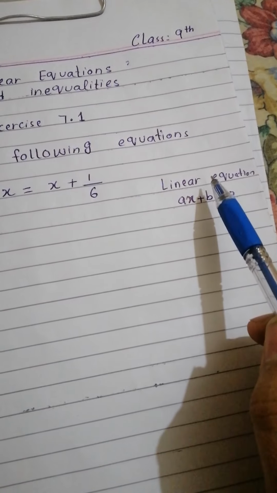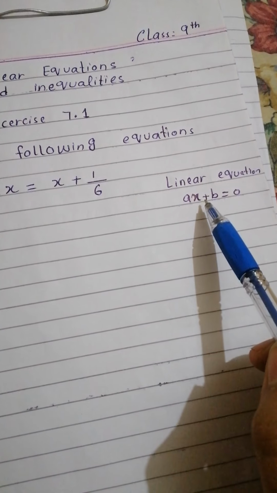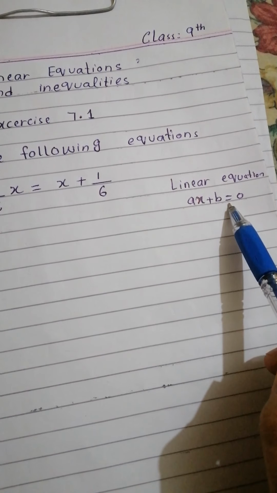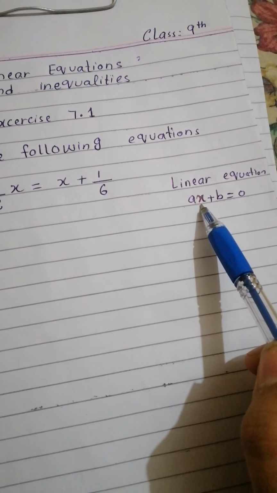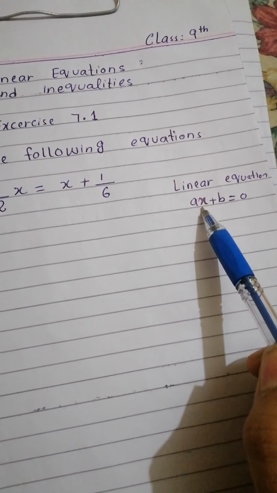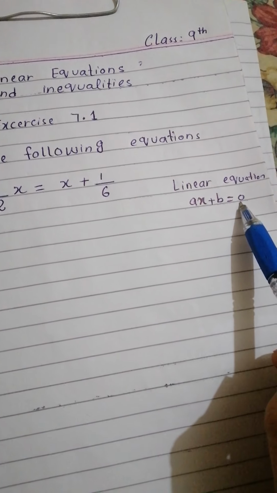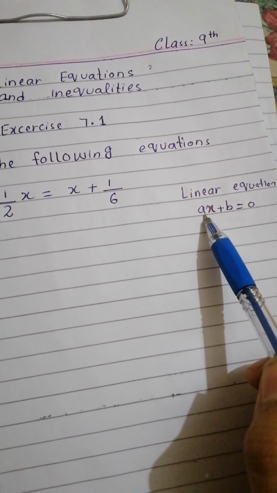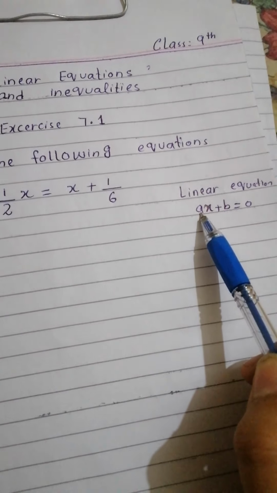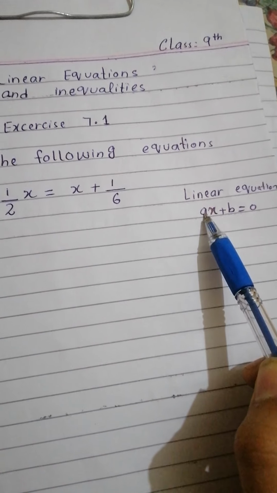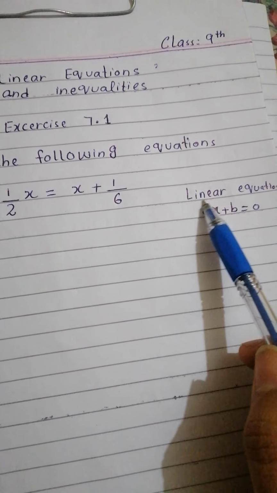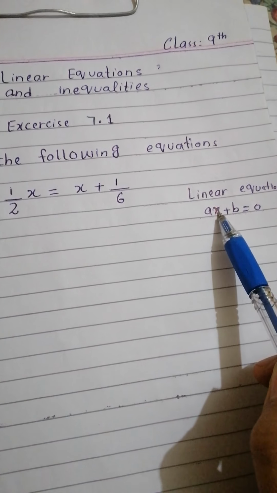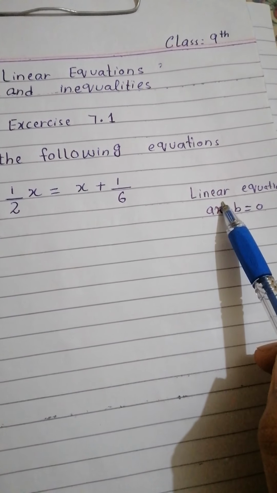So linear equation basically means an equation where only one variable is involved. An equation in one variable of the form ax plus b is equal to 0 is called a linear equation, where a and b belong to real numbers and a is not equal to 0. A linear equation is an equation where the exponent of the variable must be 1.